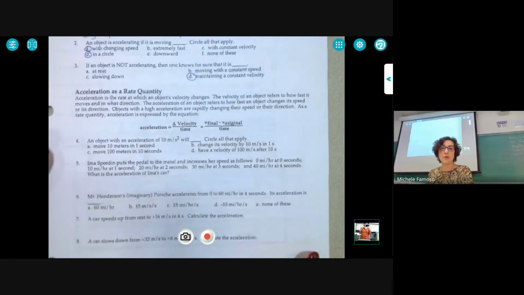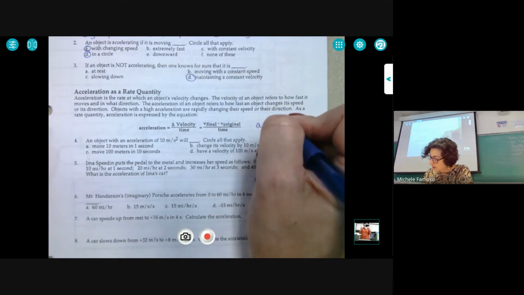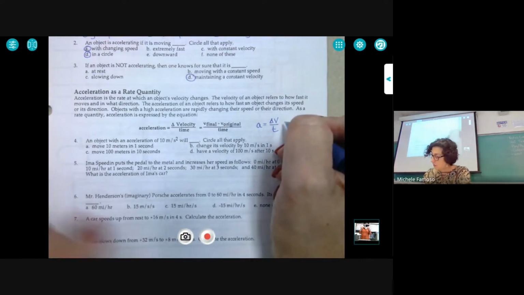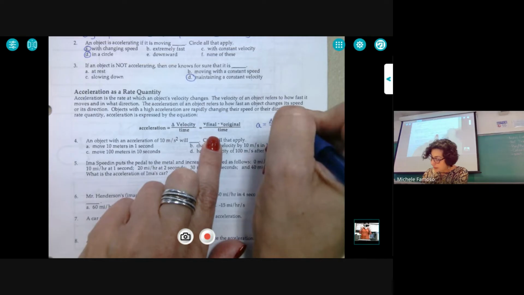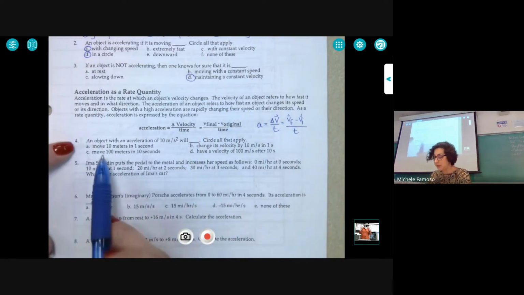All right, number 4. Here is our equation for acceleration. Remember, we learned this equation off our reference table yesterday. a is the change in v over t, which is a final velocity minus an initial velocity over a time. All right, so what does it mean?